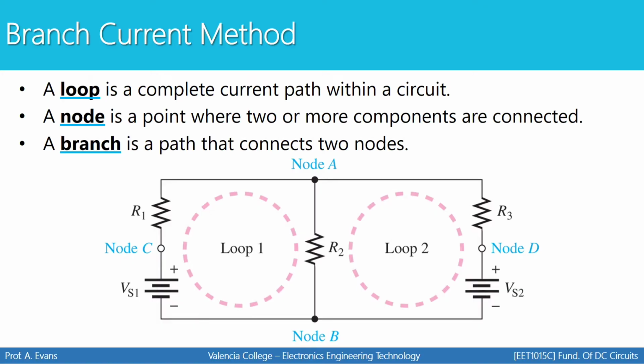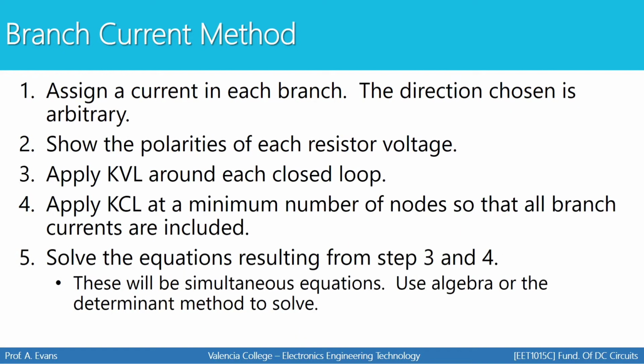A node is a point where two or more components are connected. Notice on this picture, we have four nodes: node A, node B, node C, and node D. A branch is a path that connects two nodes. So on this particular circuit, this is a branch, this is a branch, this is a branch, and this is a branch. It's a path that connects two nodes. We're going to use these three definitions as we discuss these different methods for circuit analysis.